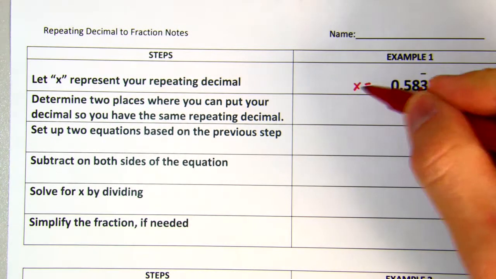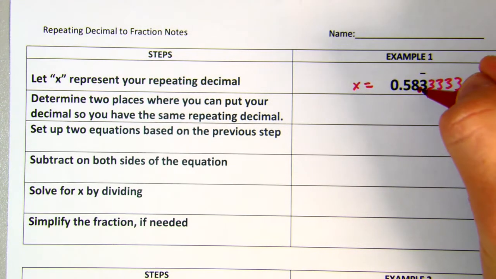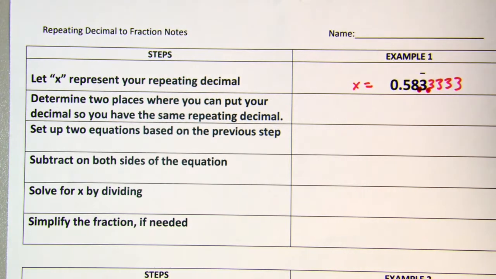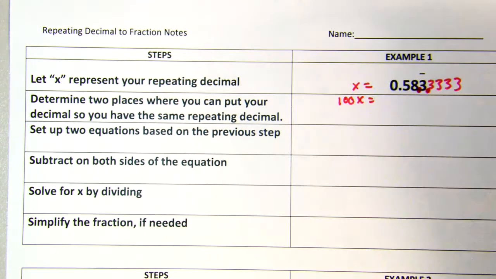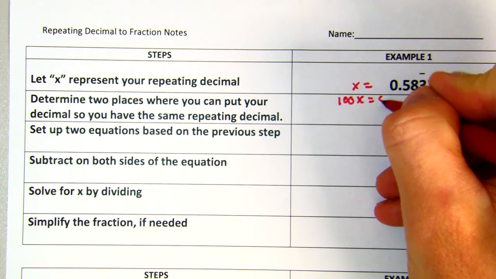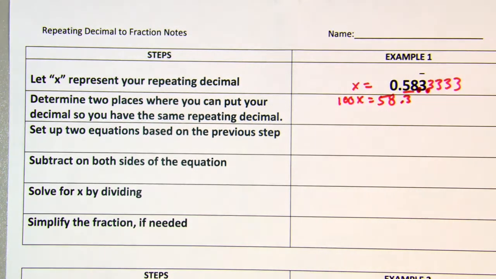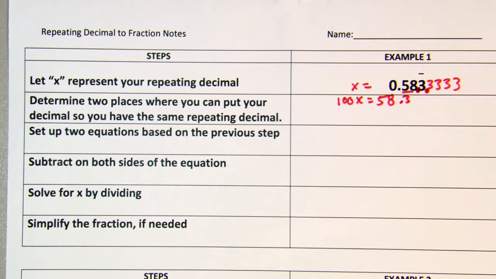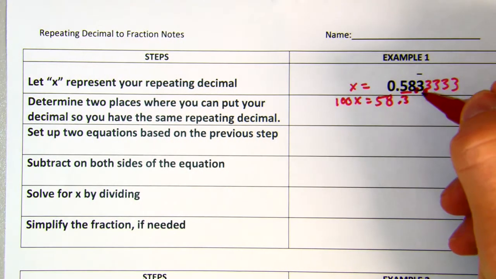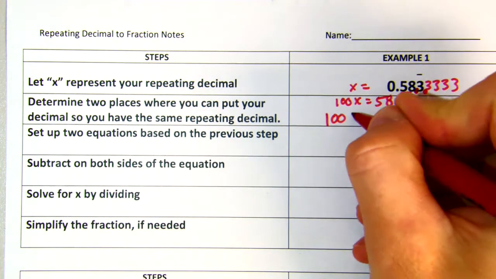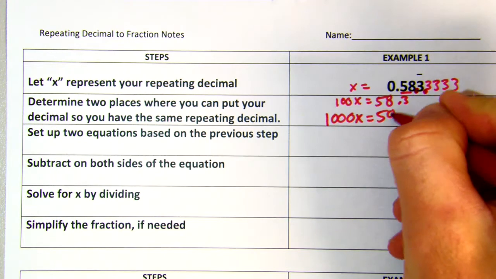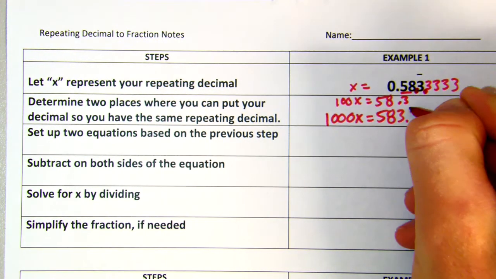In this case we have one before the 3 and then one after the 3. Now if this is equal to x, in order for you to get the decimal over to 58.3 repeating, we have to go over two decimal places, which is multiplying by 100. So one of the values we have is 100x equals 58.3 repeating. The other value, if we move our decimal place over 3 times, we have to multiply by 1,000. So we have 1,000x is equal to 583.3 repeating.